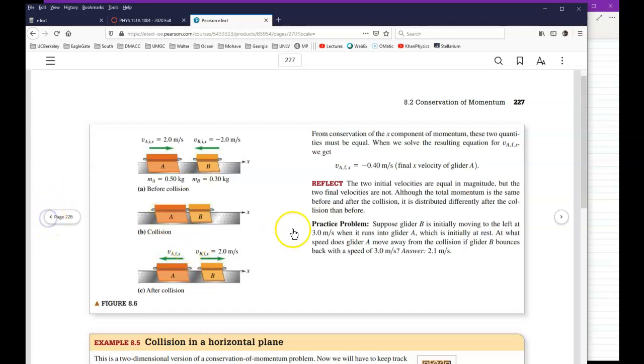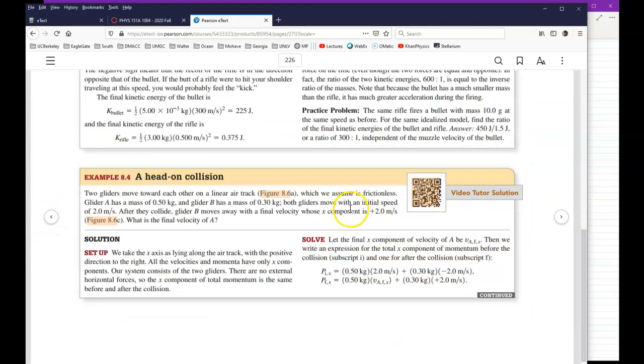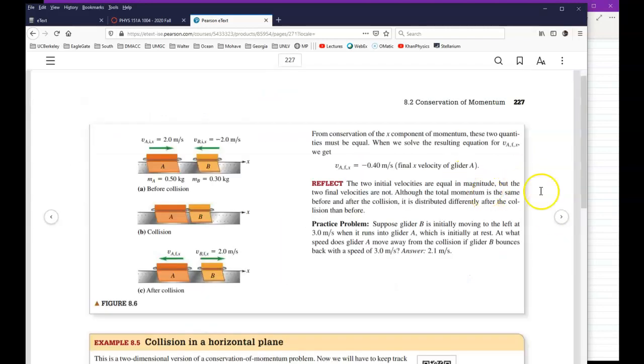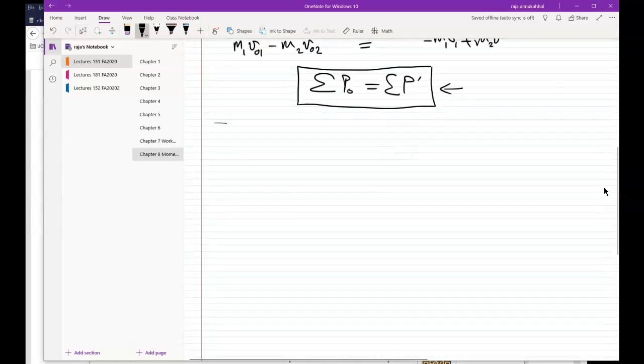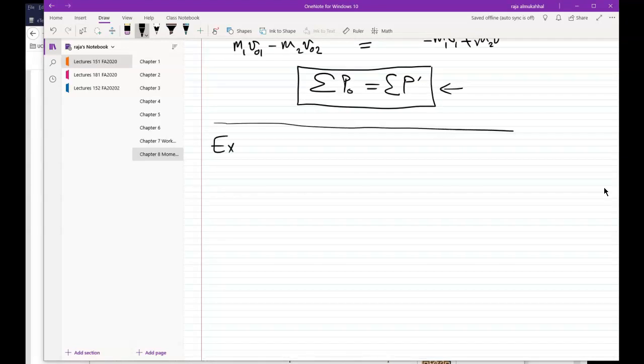So let me go back to the problem again. He said two gliders move toward each other, which is assumed frictionless. Okay, so basically that's what he's saying, what I have just explained to you. So let's work on this problem. Let me just take the data. Luckily, I have my hard copy here, so I can write down all the data that we have. Anyway, so the picture looks something like that.